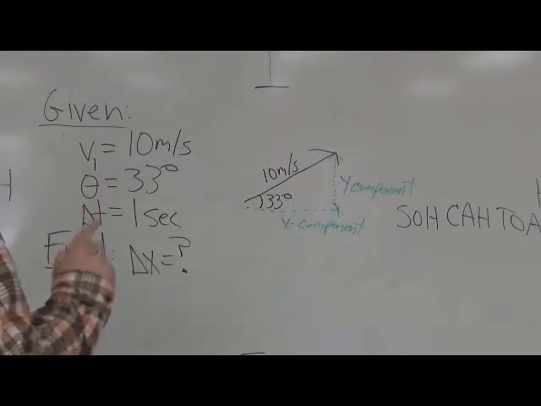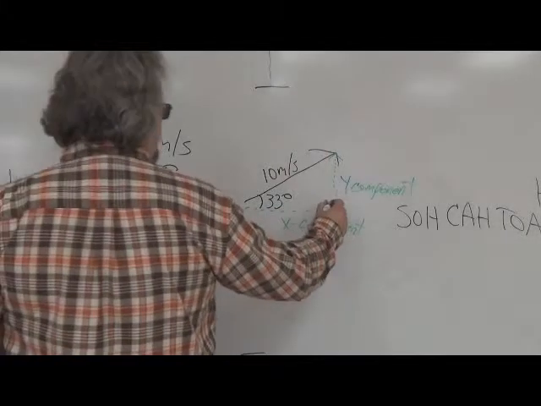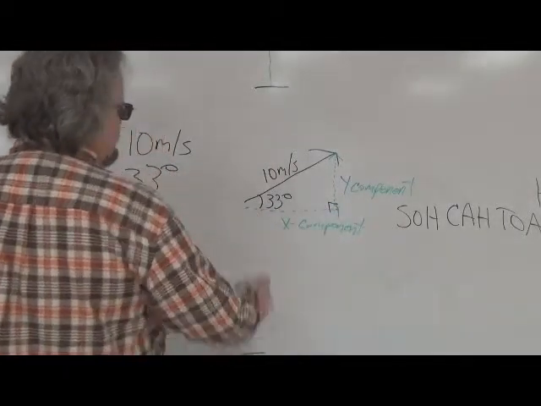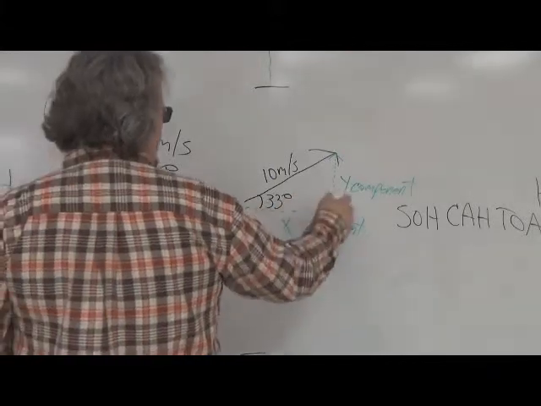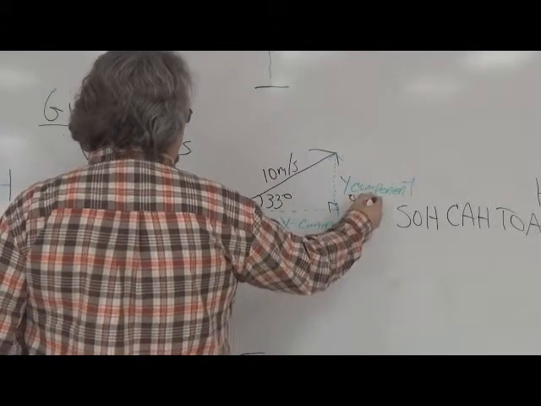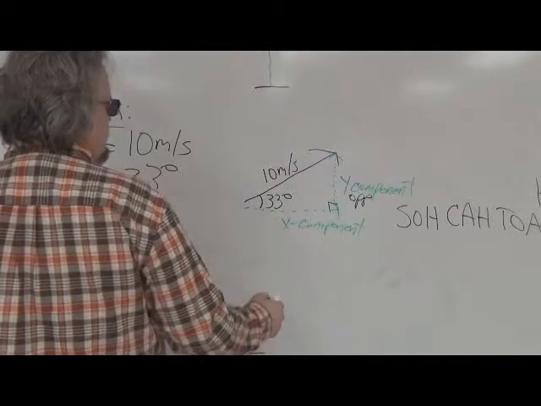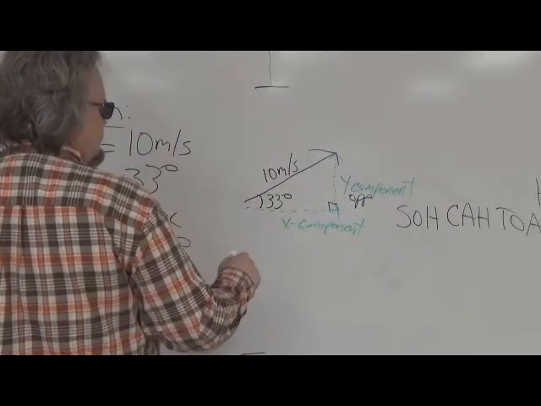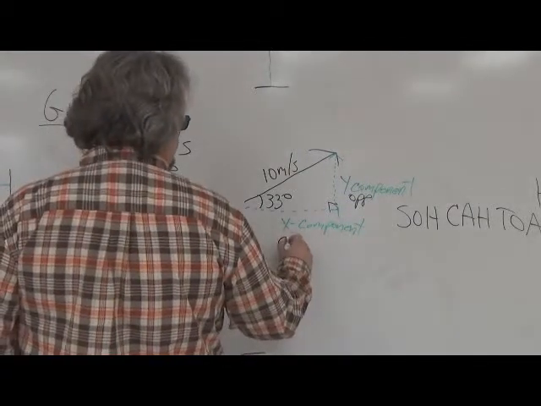Alright, so let's look at the right triangle. Here's the right triangle now. Here's the angle, so this has to be the opposite. It's opposite to the angle. This is right next to it, adjacent. So we're going to call this adjacent.